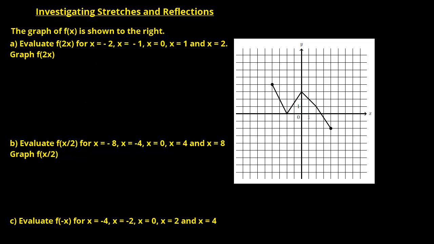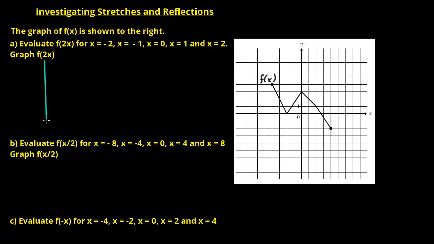Hi everyone, in this lesson we continue our videos on stretches and reflections. We're told the graph of f of x is shown to the right. So this is the graph of f of x. We're told to evaluate f of 2x when x is negative 2, negative 1, 0, 1, and 2. And then we want to graph f of 2x.